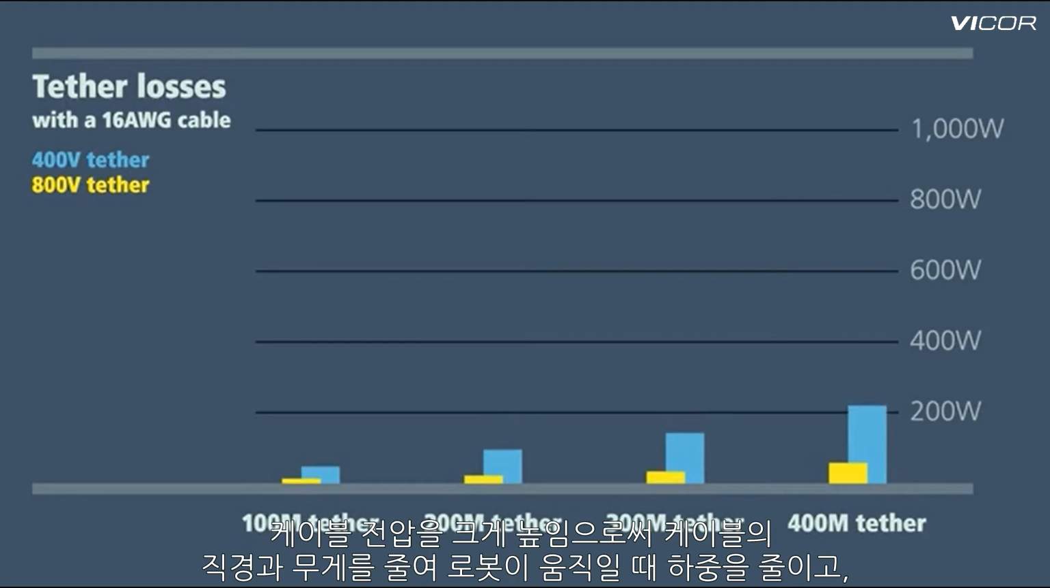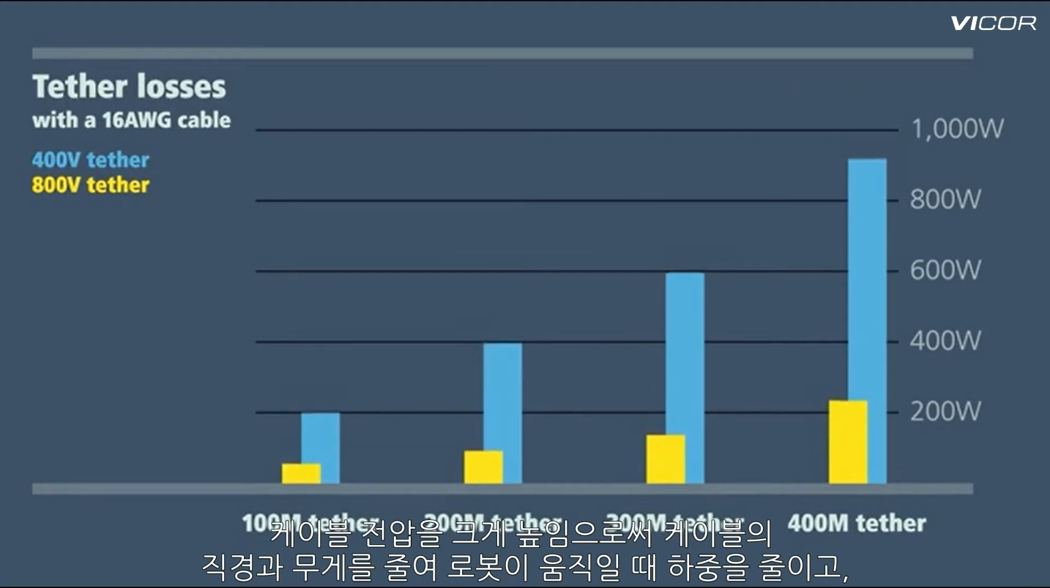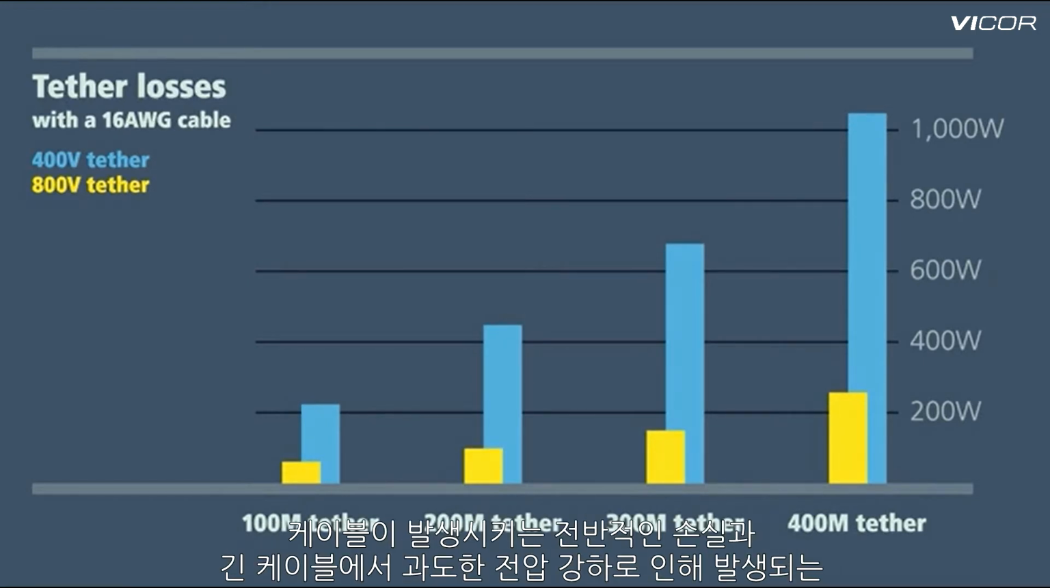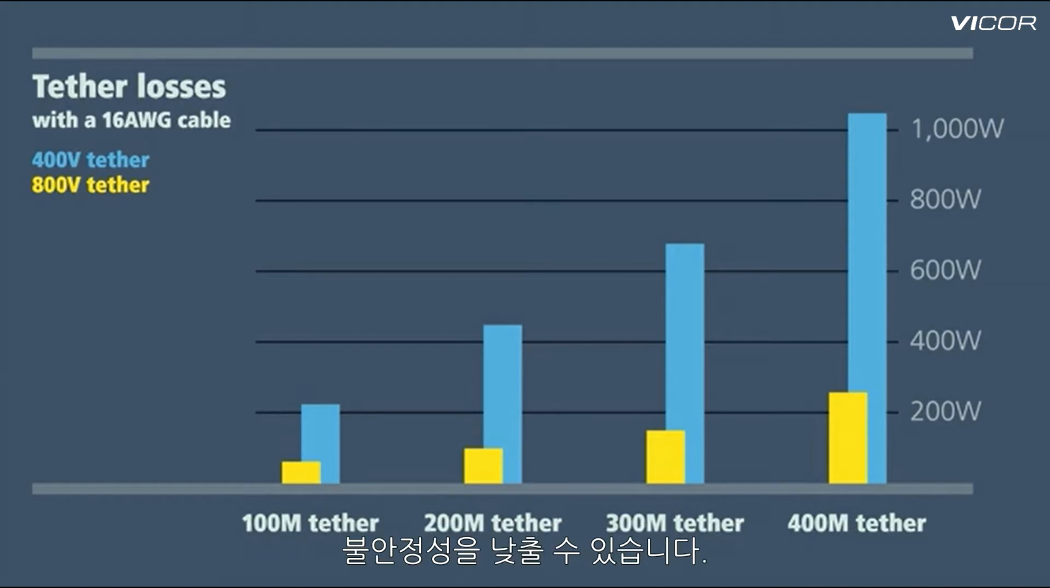By dramatically increasing the tether voltage, we can significantly reduce the diameter and weight of the longer cable, creating less drag on the robot's maneuverability, and reduce the overall losses that the tether incurs, plus the inherent instabilities caused from excessive voltage drops on longer tethers.